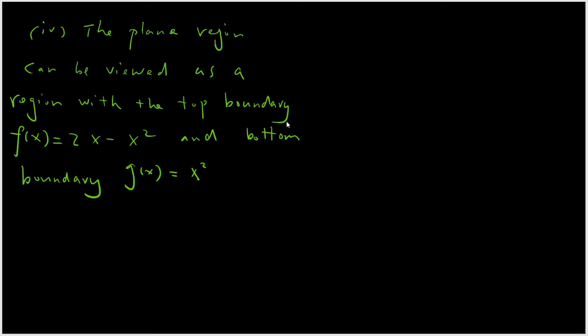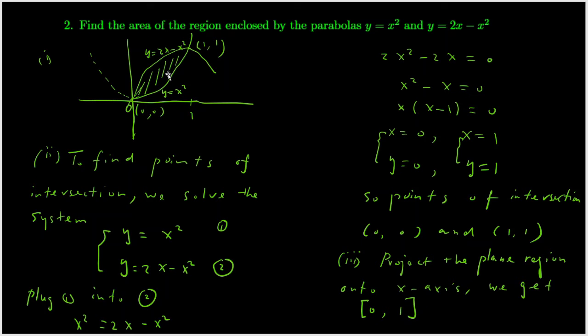I'm going to use g of x to denote the function representing the bottom boundary over the interval from 0 to 1. Now we have everything we need to set up the integral. So the area is the area of the plane region enclosed by two parabolas. The area of the shaded region.